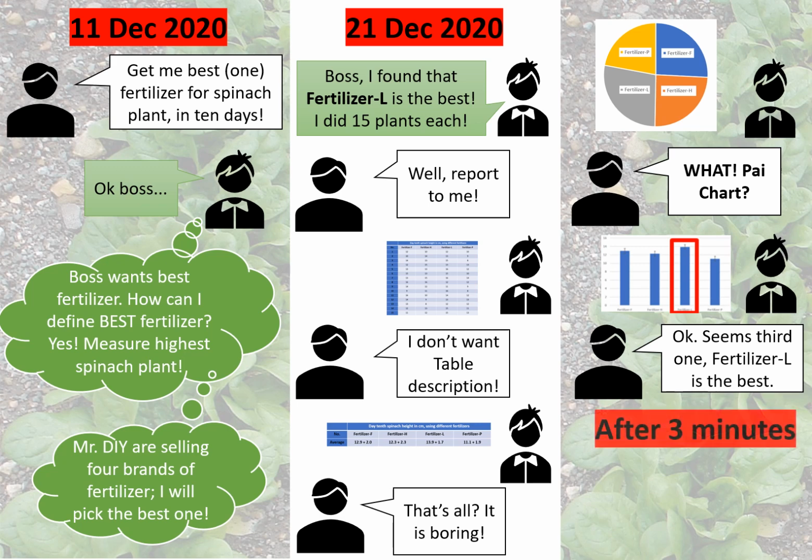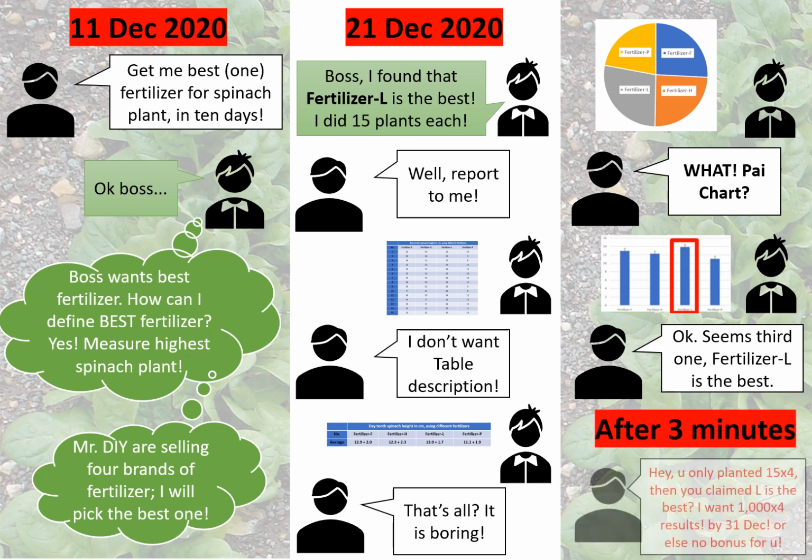But just after 3 minutes, a very strong word from his boss. "Hey, you only planted 50 times 4, means that you only have 60 data. Then you claim that fertilizer L is the best one? I don't want this small number. I want 1,000 times 4 set of data. I give you 10 days, 31st of December, or else there's no bonus for you." Wow, so harsh, right?